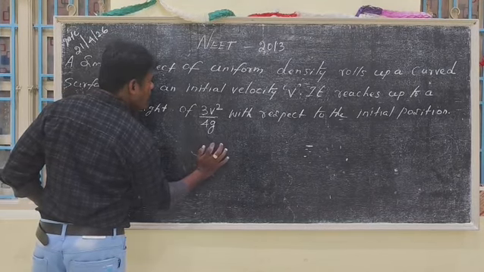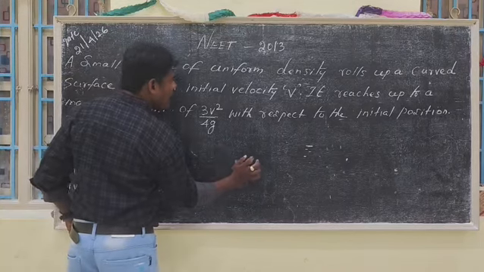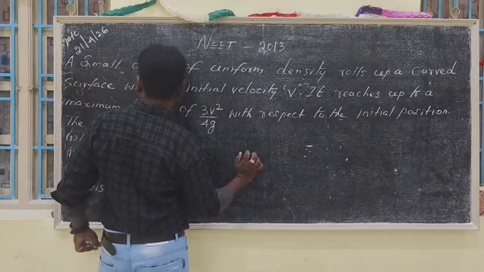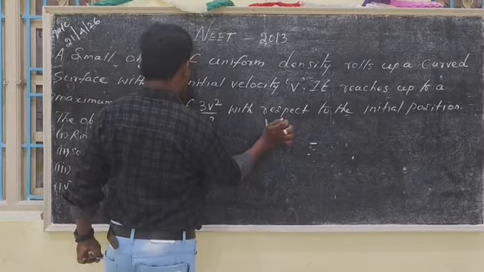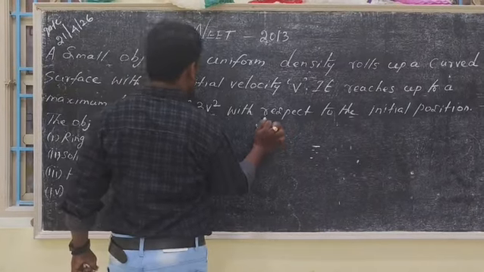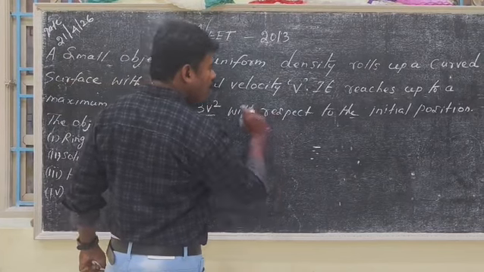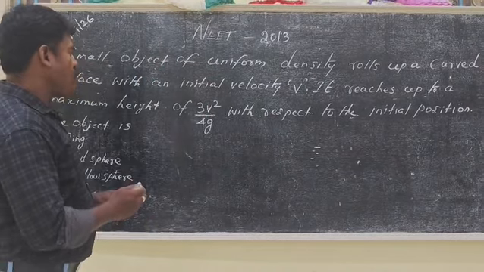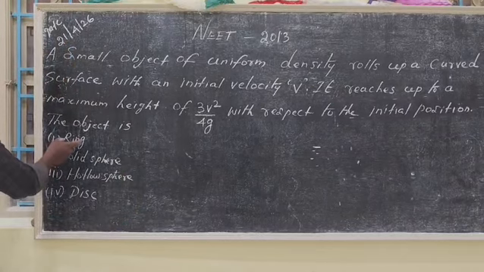It rolls up a curved surface with an initial velocity and reaches a maximum height. The height they gave is 3v squared by 4g with respect to the initial position. We need to find out what kind of object it is.